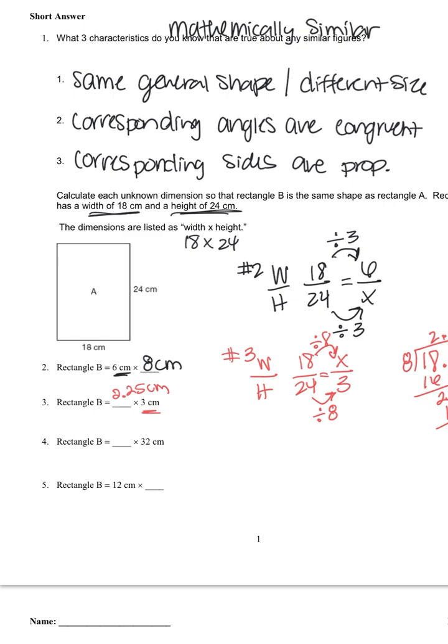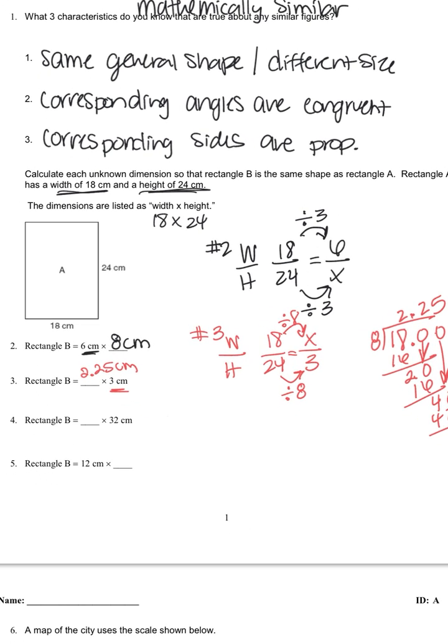My next one I'm going to do is looking at number 4. I'm going to still use the same width over height again of 18 over 24. I'm given my second number, so it's going to be X over 32. Well, 24 cannot go into 32 nice and easy, so I'm going to simplify 18 over 24, and I'm going to simplify them both by 6. 18 divided by 6 is 3, and 24 divided by 6 is 4. 4 can go into 32 by 8, so 8 times 4 gives me 32. And then 3 times 8 is going to be 24. So this should be 24 centimeters.